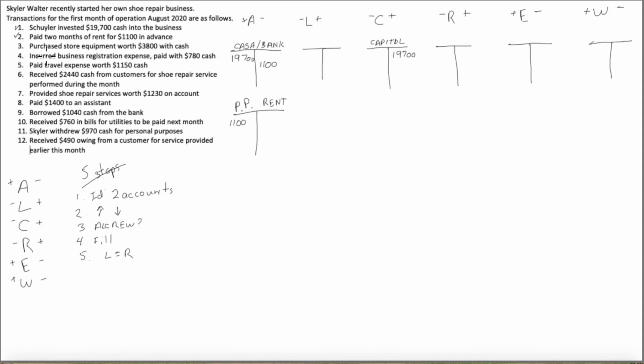Check. Purchased store equipment worth $3,800 in cash. Okay, so let's think about it. We're purchasing something, so we know right away what's one account, because we're identifying the two accounts. Cash is one, and purchased store equipment. So what would that fall under? If you said store equipment, you're absolutely right, which is an asset.